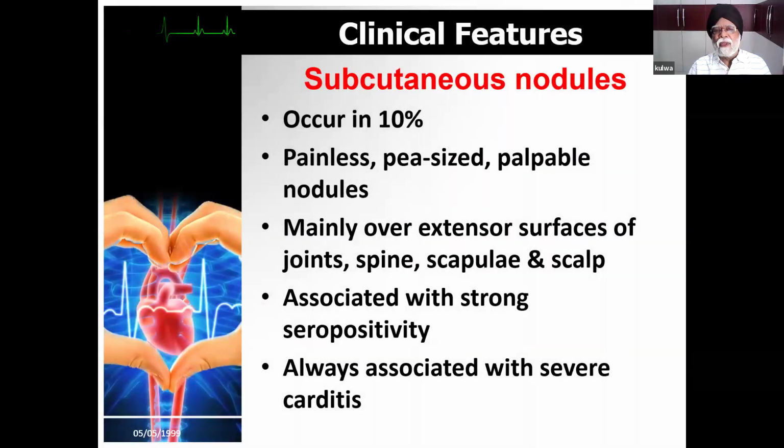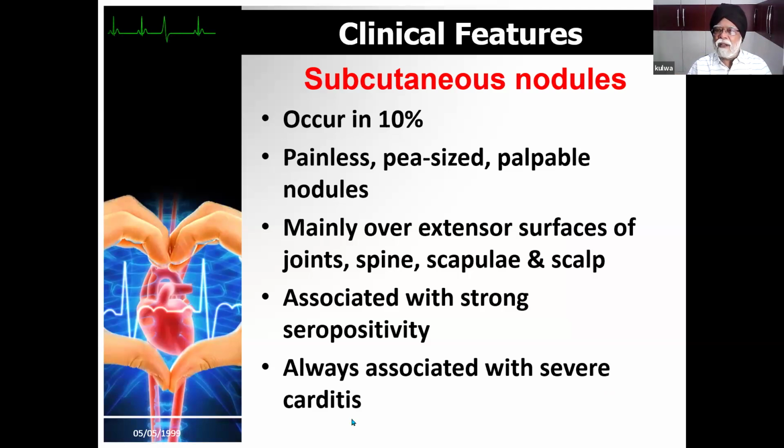Next complication is action under the skin. I told you that under the skin there are subcutaneous tissues, and it goes there and produces fibrosis. There is formation of some nodules, especially on the extensor side. It occurs in 10% of these cases. They are painless, pea-sized, palpable nodules. The visible nodules are mainly over the extensor surfaces of the joints, spine, scapula and scalp. So mostly it is on the hand and above the spine. These are the two very common areas where you will find the nodules. And if you treat the patient, these nodules will dissolve. You don't need to do much because it goes away automatically.